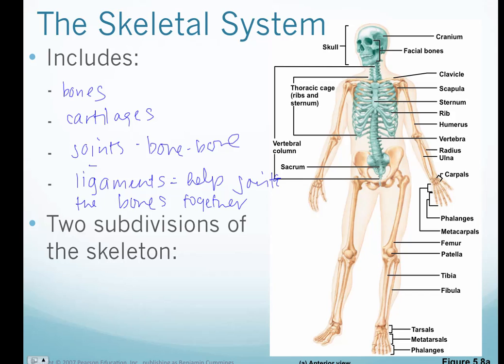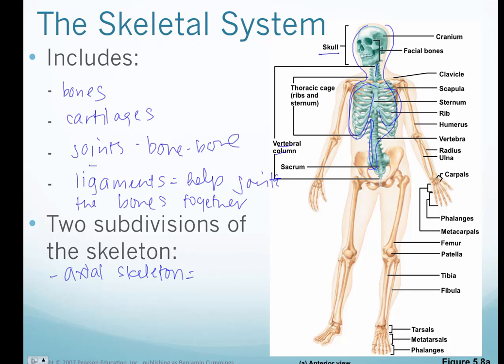Now, the subdivisions of the skeletal division, there's actually two, and so you'll notice them here by the two different colors. Here we have this blue region here, and this is called the axial skeleton. And what does it include? It includes the skull. It includes your vertebral column, your entire column here, your thoracic cage, both your ribs and your sternum.